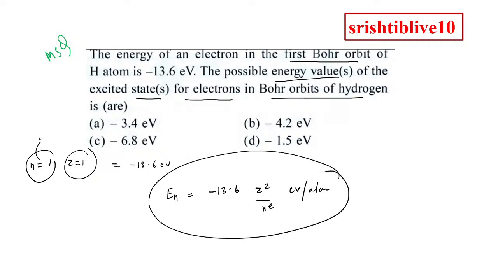So we know the n value is equal to 1 and the Z value is equal to 1, and in that case the energy is minus 13.6. So we need to find out the possible values for the excited state. Excited state means I have to put n equal to 2, n equal to 3 and so on, and verify which of the given options can be your possible energies. Z is always 1 because it's a hydrogen atom, so we need not consider Z.